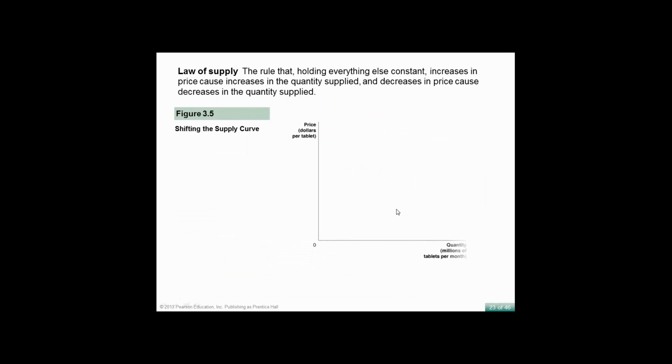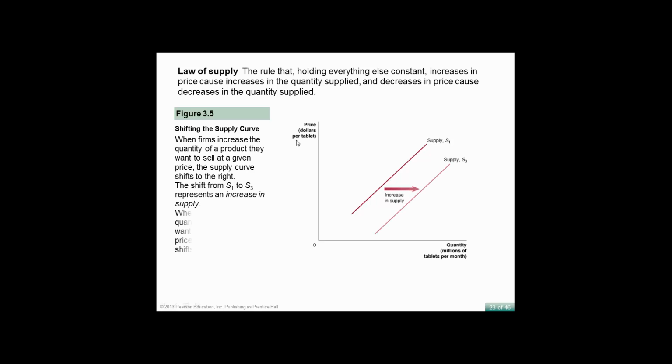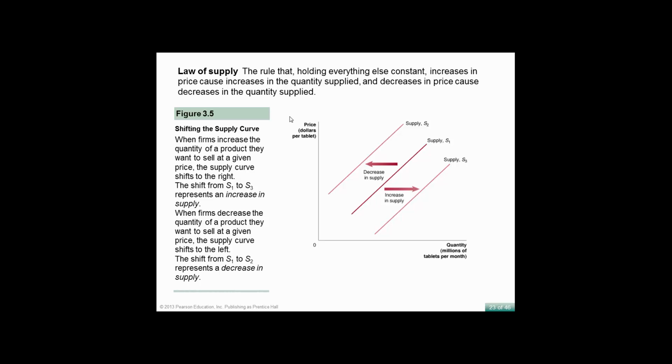The law of supply is the rule that, holding everything else constant, or ceteris paribus, an increase in price causes an increase in quantity supplied. A decrease in price causes a decrease in quantity supplied. So, a shift in the supply curve to the right is an increase, and a shift in the supply curve to the left would be a decrease.